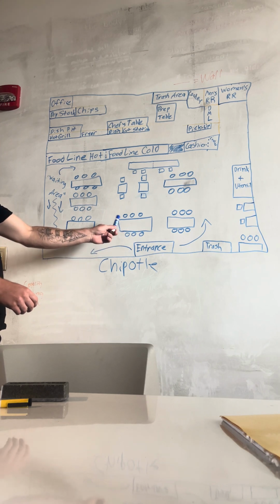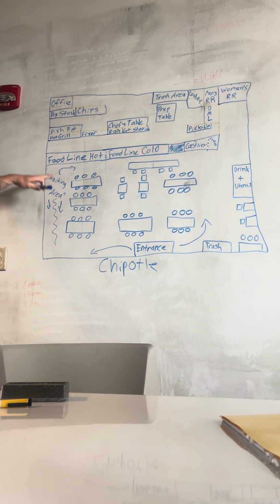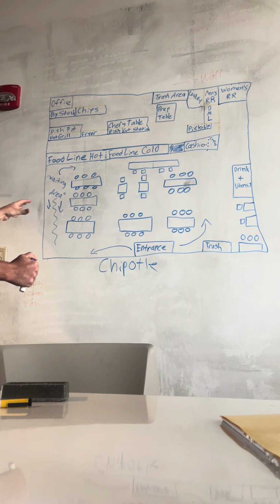So yeah, you come in, you go to the left. This is the waiting area here. It's a line that goes all the way down the side of the restaurant. I like this because it's all the way on the outside, so it keeps customers out of the way.